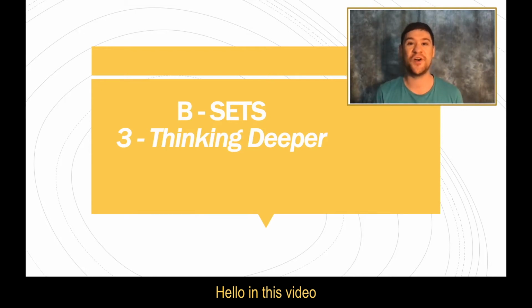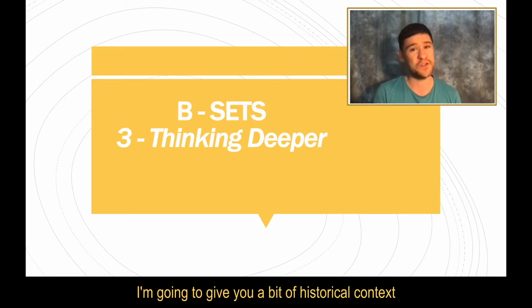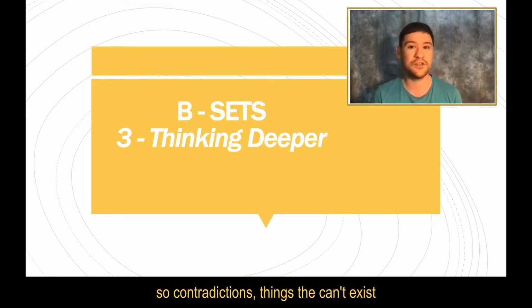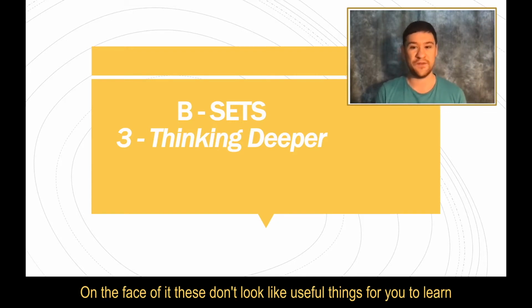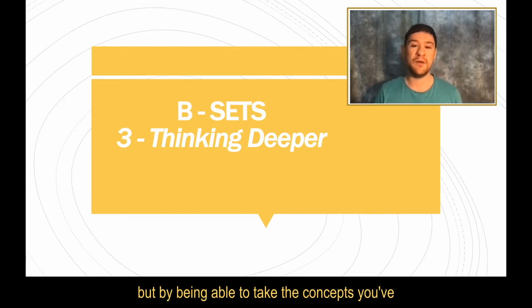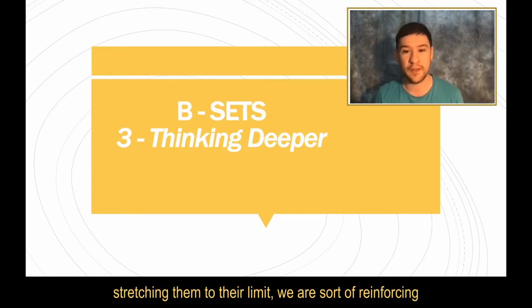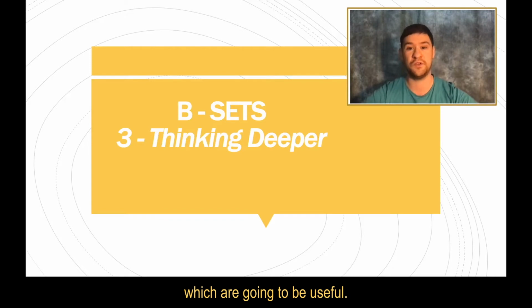Hello, in this video we're going to be starting to think deeper about sets. I'm going to give you a bit of historical context, and we're going to be looking at two paradoxes, so contradictions, things that can't exist, to do with set theory. Why are we doing that? Well, on the face of it, these don't look like useful things for you to learn. But by being able to take the concepts you've already got, thinking deeper about them, stretching them to their limit, we are reinforcing your understanding of those foundational concepts, which are going to be useful.